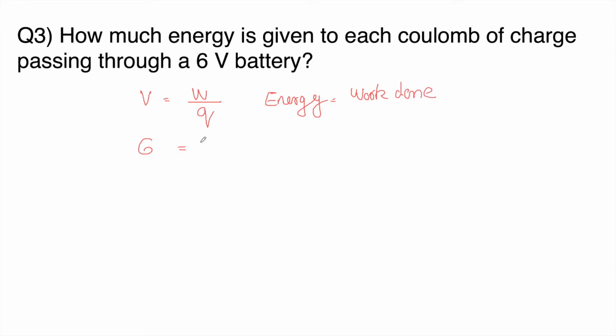Okay, so the work done we have to find out. And Q, each coulomb, that means 1 coulomb of charge. Okay, so the W is equal to, by cross multiplication, it is 6 into 1, 6. And what is the unit of energy or work done? It is joule. So 6 joule is the answer.